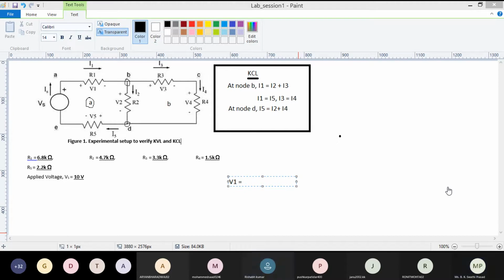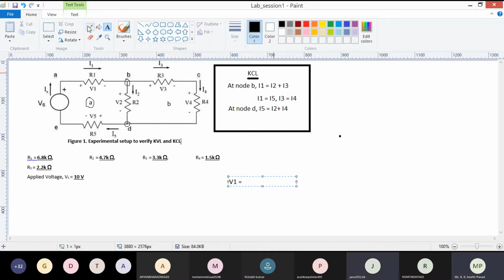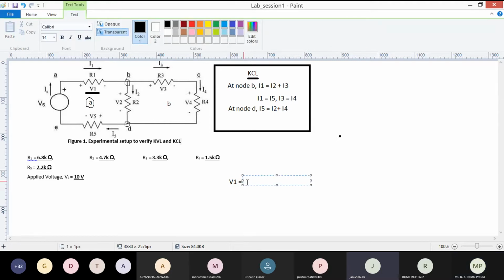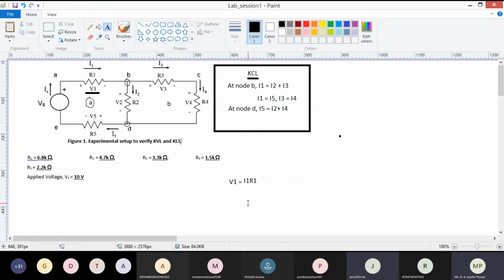Janu, can you tell me what is V1? Can you see V1 here in the circuit? This is V1. How do you calculate V1 from Ohm's law? Ohm's law is V equals IR. So what is the current here? I1 and R1. V1 equals I1 into R1. Correct? All of you got this? Yes, ma'am.